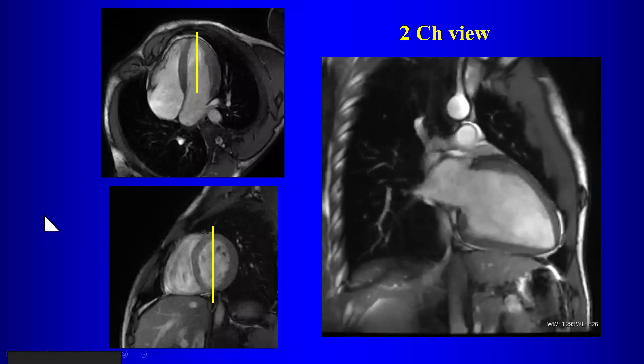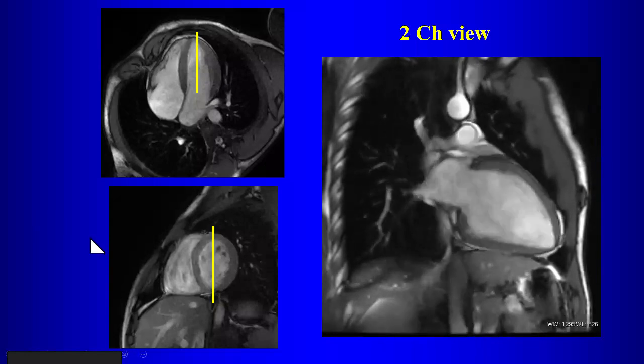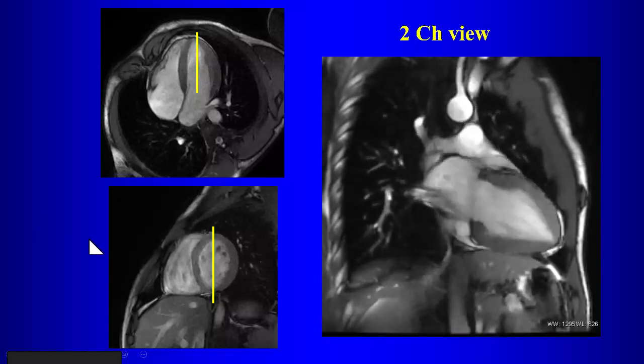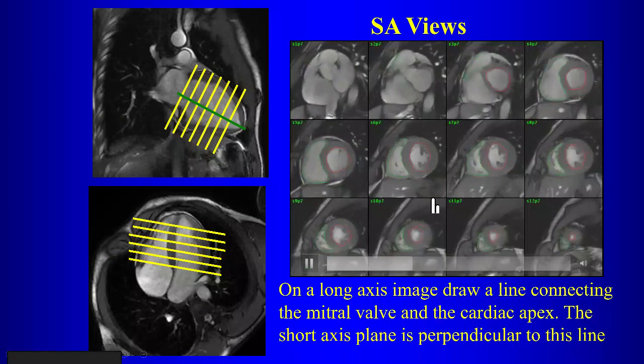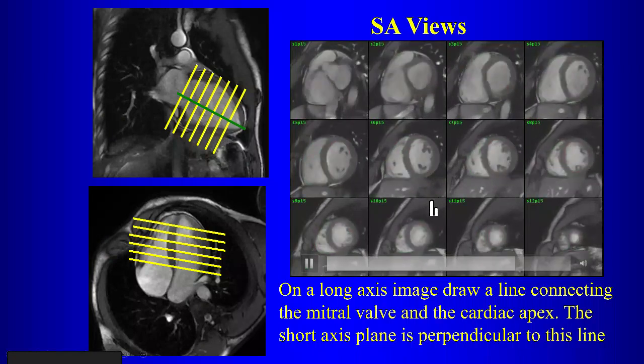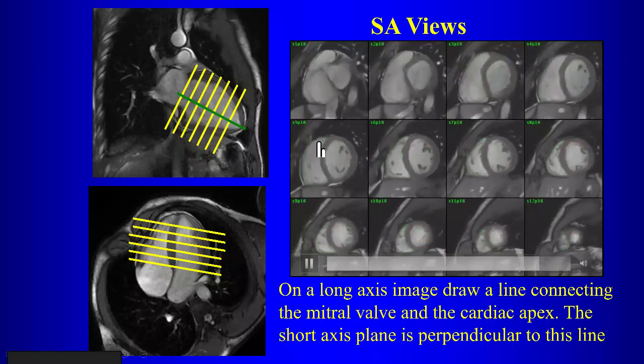So if you weren't happy with your first two-chamber view, you can go back and adjust it here, and try to get a better one. Okay. Now since we have a good four-chamber view and a good two-chamber view, we can get really good short axis views. And these we're going to run with cardiac gating so that we can derive our functional information.